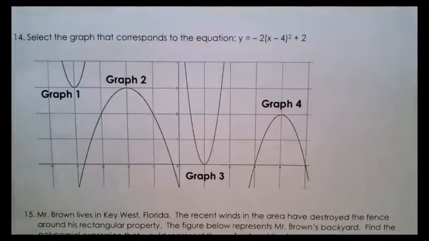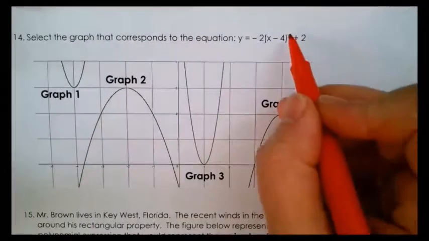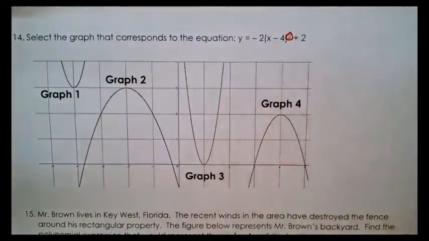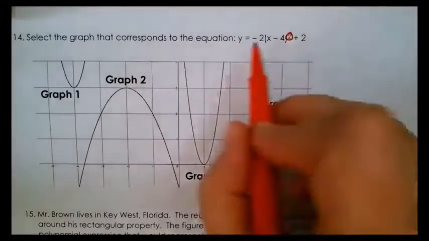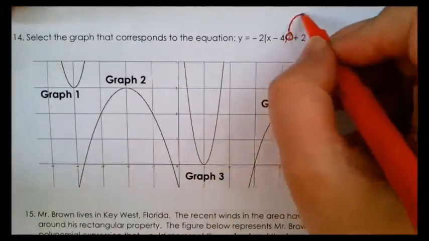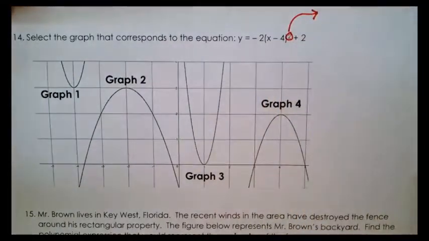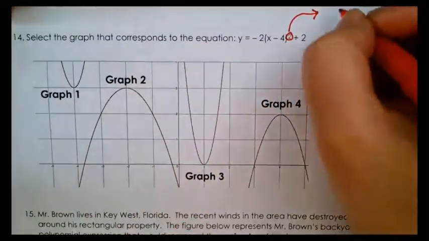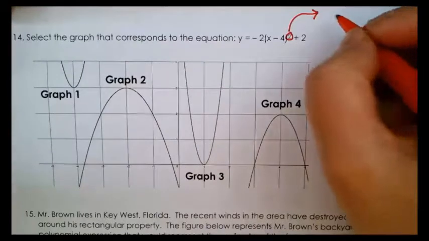Number 14. Select the graph that corresponds to the equation y equals negative 2 times (x minus 4) squared plus 2. Now, because I see the squared, I know that this is a quadratic. This is actually a quadratic in something called vertex form. So I'm going to write down all of the things that I notice because of this equation. Because of that exponent of 2, I now know this is a quadratic.